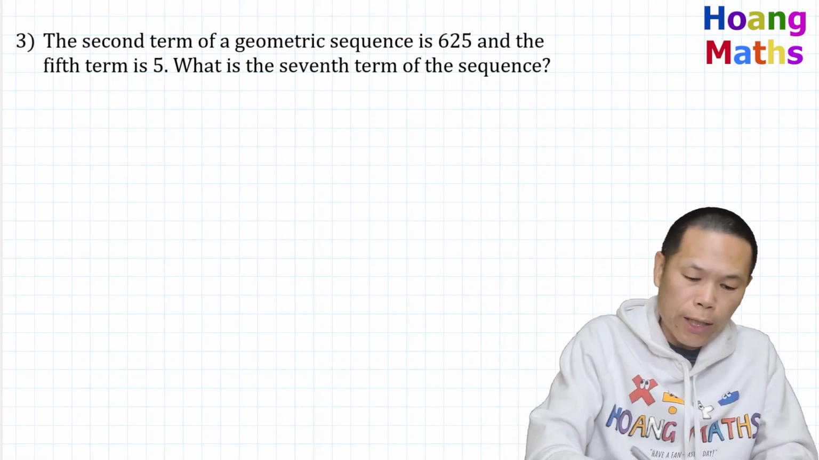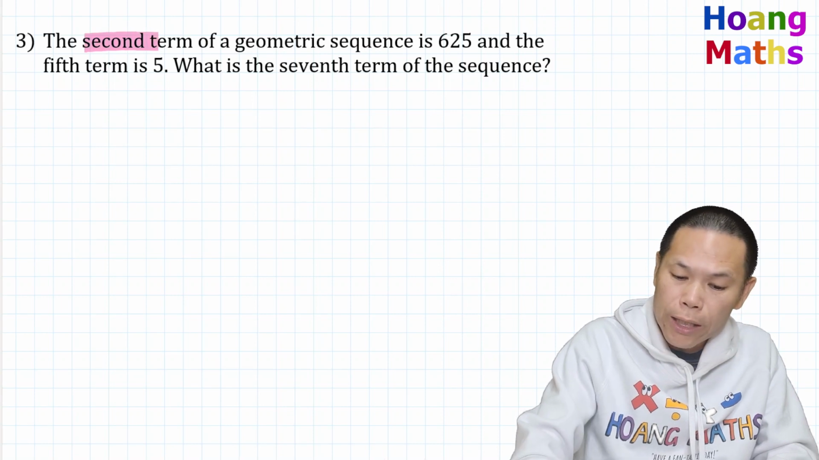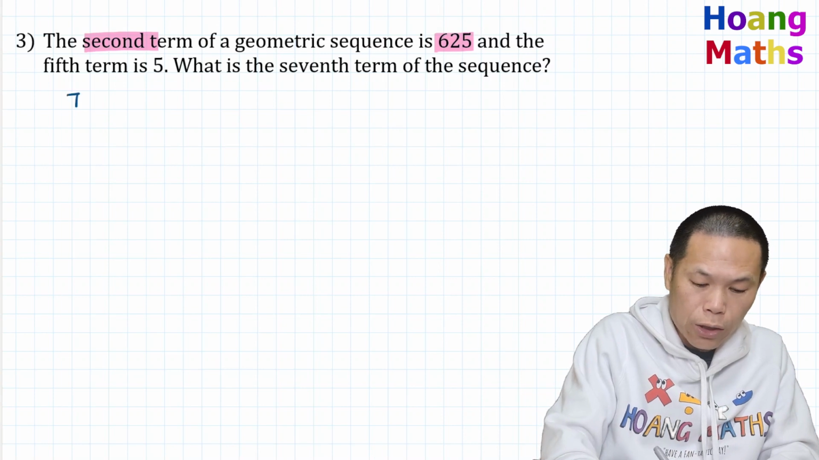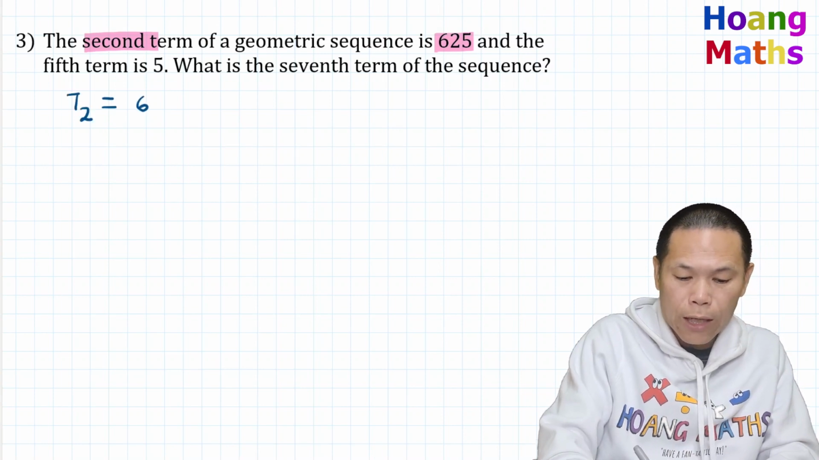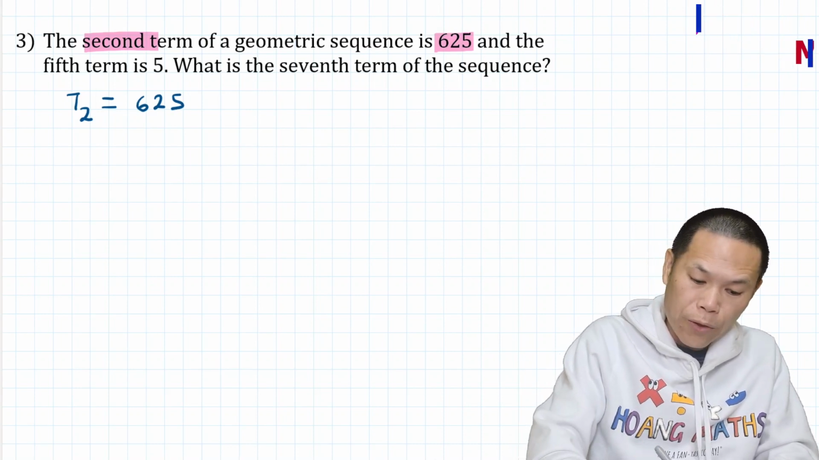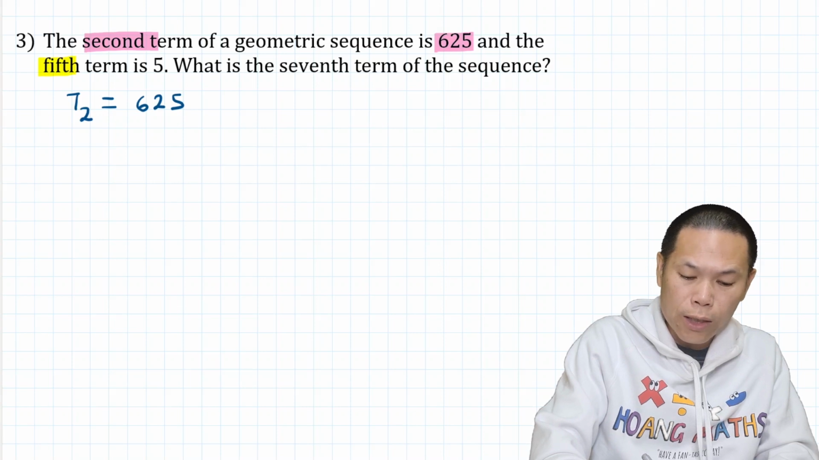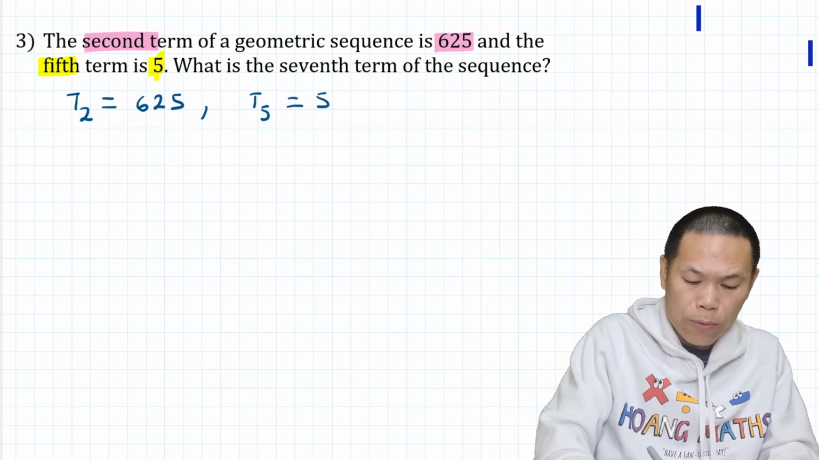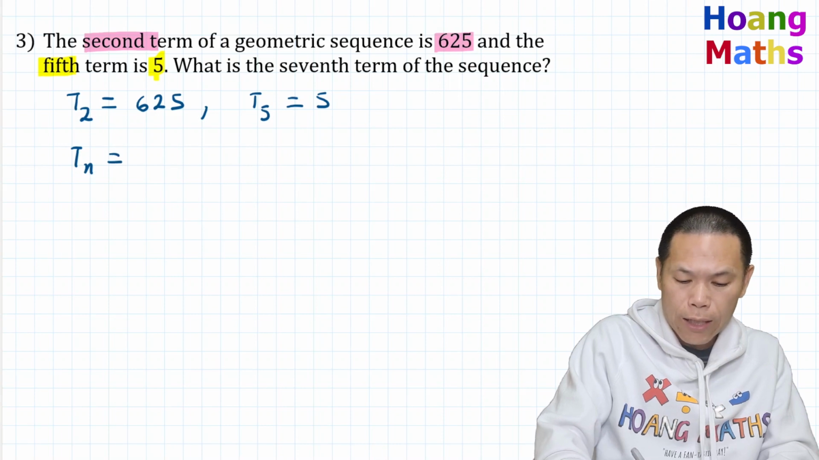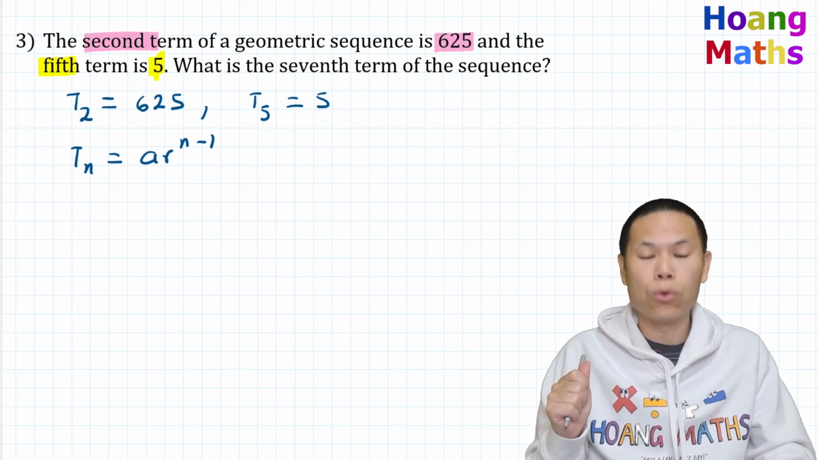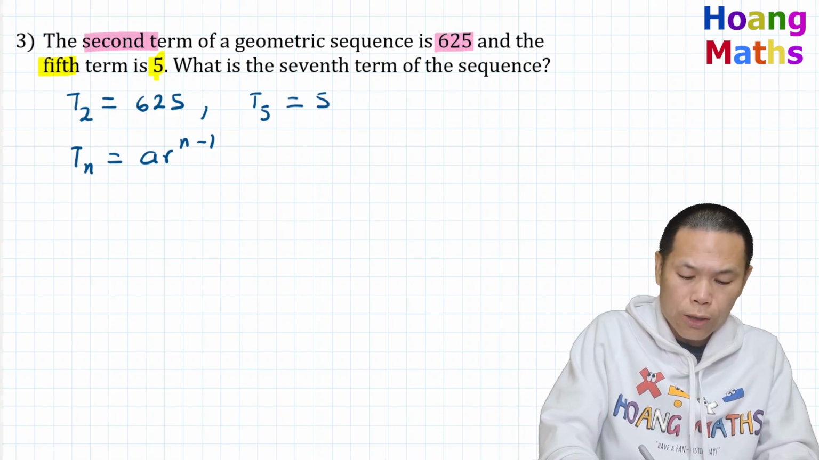So first of all, we know that the second term of this sequence is 625. So let me just make a note of this. So T2 will give me 625. And we also know that the fifth term of this sequence is 5. So T of 5 will give me 5. And we know the rule for a geometric sequence is T of n is AR to the n minus 1. Now I just use term 2 equal to 625 in this equation.